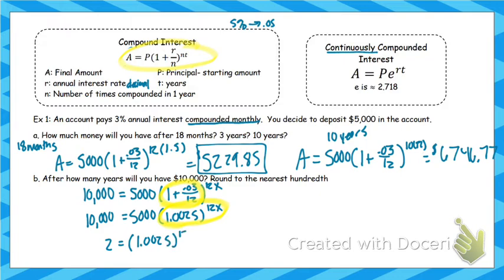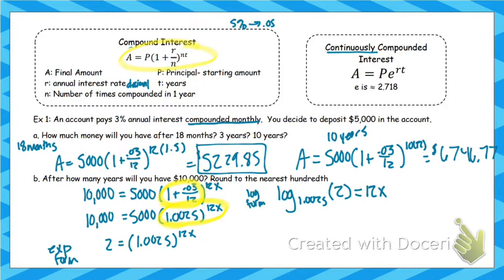And once you have the exponent by itself, then you rewrite it in log form. So it's currently in exponential form. Now we're going to write it in log form. So this would be log base 1.0025 of 2 equals 12x. So that's the log form from the exponential form. So this is exponential form. This is log form.